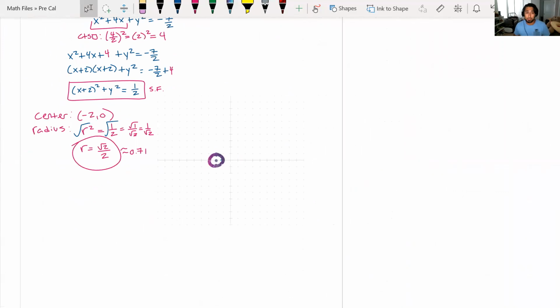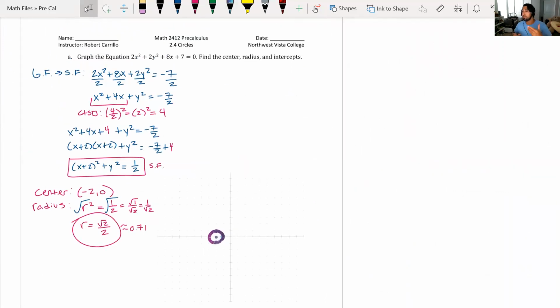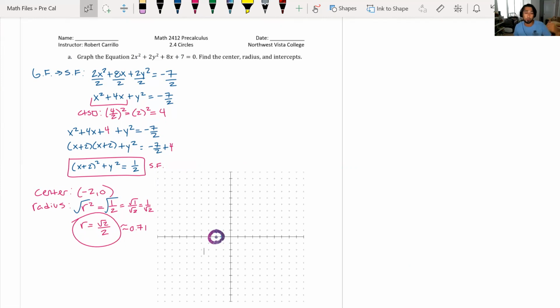Okay, perfect. So again, that's a practice in going from general to standard by using the completing the square method. And we will be doing the completing the square method for all conics, ellipses, hyperbolas, parabolas. They will all use this completing the square method to create these formulas.